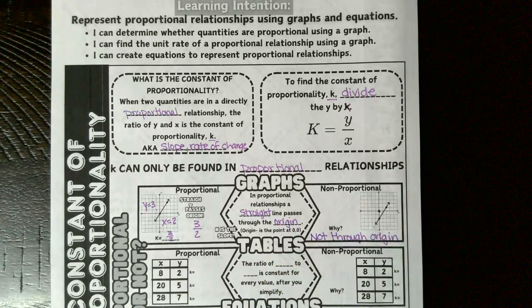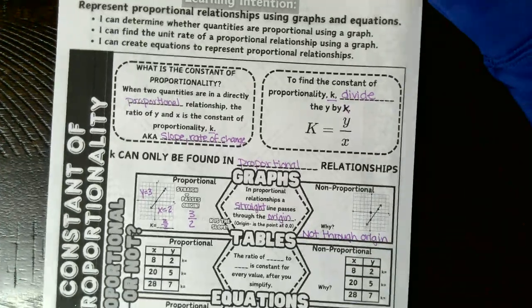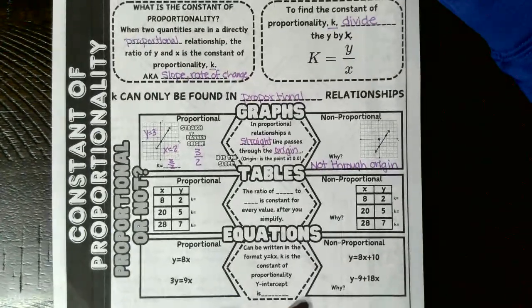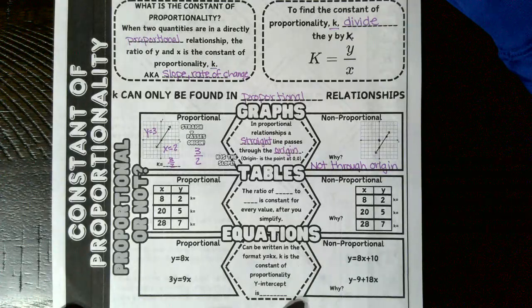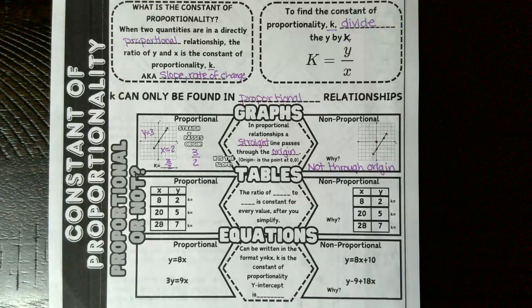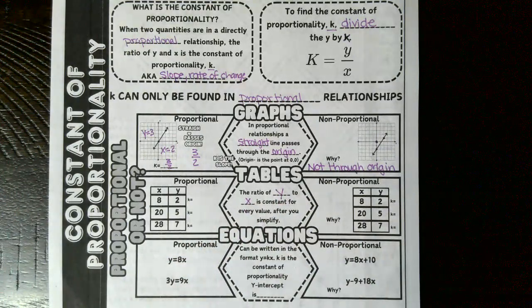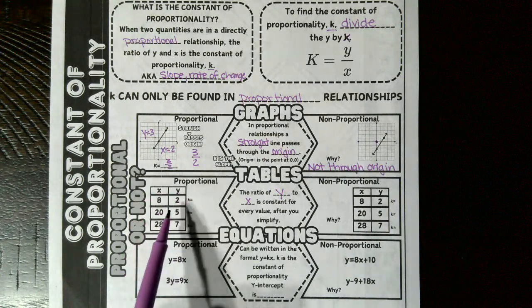Okay. So that's how you would figure out if a line on a graph is proportional or not. So now let's see if we can figure it out when we're looking at tables, if they're proportional or not. We've started to look at this when we were looking at tables in the last couple sections. So let's just do a little review. So the ratio of y to x is constant for every value after you simplify. Okay, so this side is proportional.